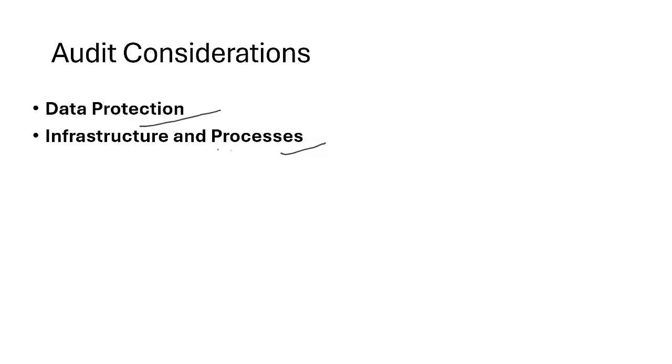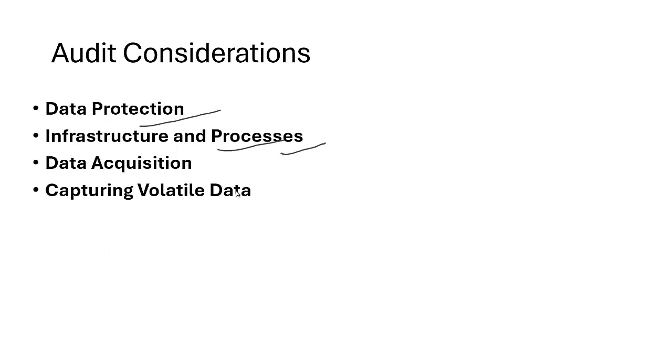Second is infrastructure and processes. You need to maintain a robust incident response and forensic investigation infrastructure. We have to ensure the processes are in place to support effective evidence collection and handling.